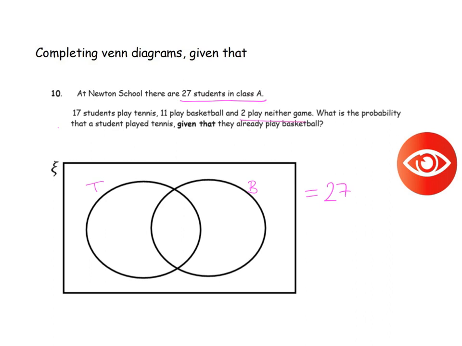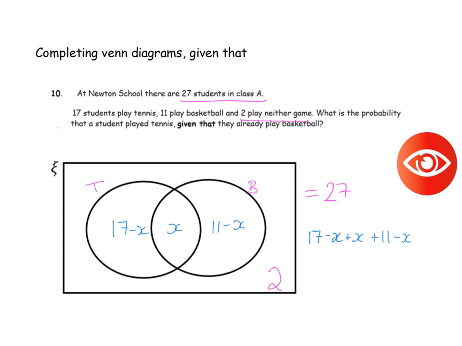It tells us that 2 play neither game, so 2's got to go on the outside. And then we're going to put the 17 in the tennis section, but then we've got to think about the x in the middle. And then we have the 11 on the basketball side, again thinking about the x in the middle. So our expression is that we have to put all the numbers together to equal 27 to then solve to find out what the middle is going to be. Now some people will be able to see that quite quickly and be able to do it without much support.